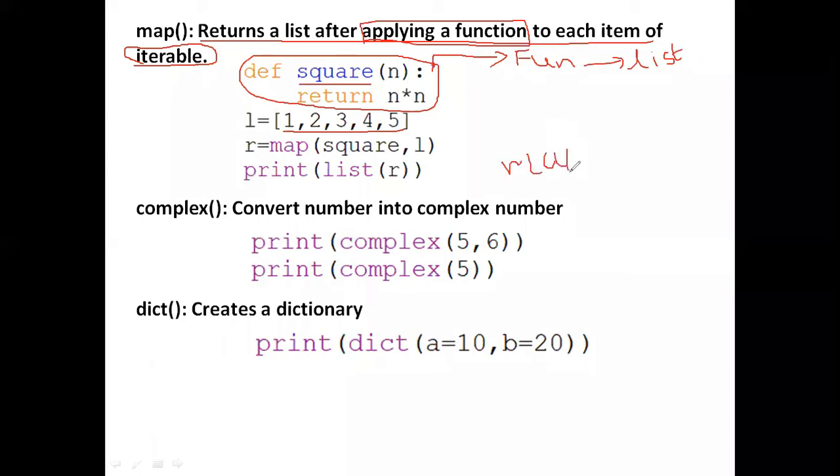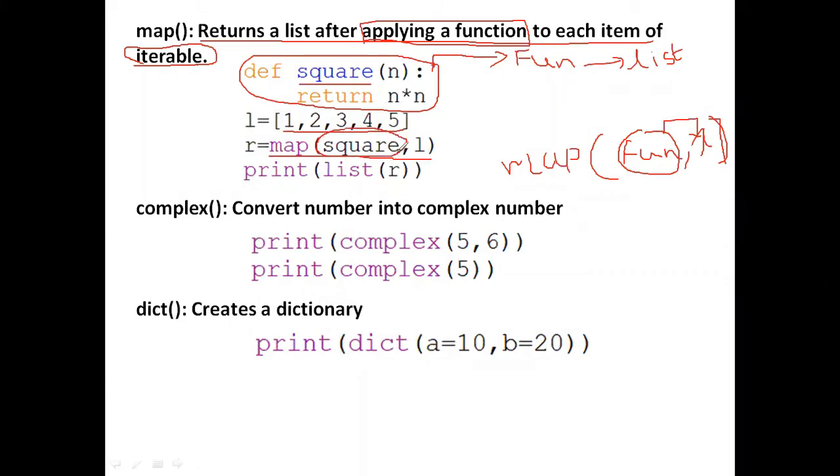In the map brackets you specify the function and any iterable data type. Here I am giving the list. Now what happened? The function square is applied on the first element, then the second element, third element, and so on. So L equals 1, 2, 3, 4, 5, and map square comma L. Square is a function, and you are going to apply this function on each item in this list.